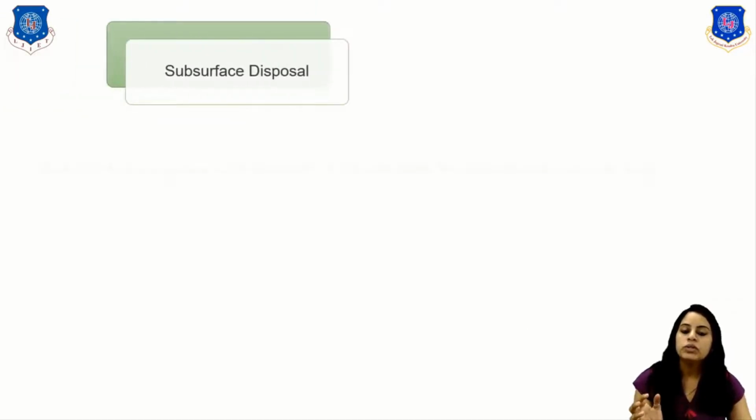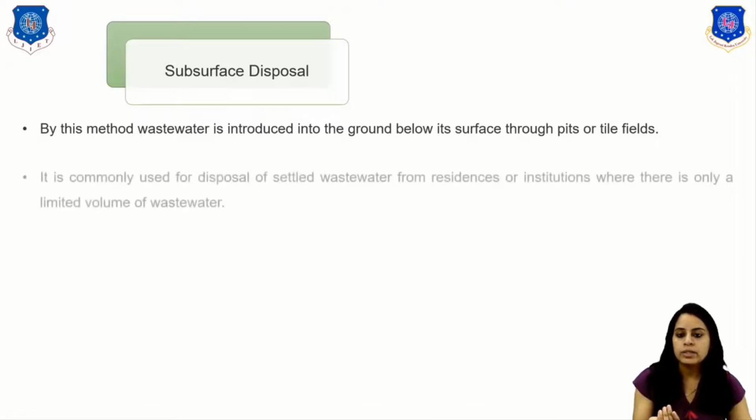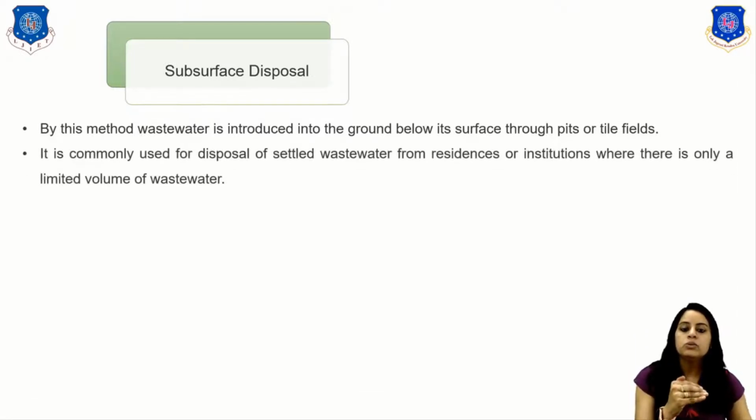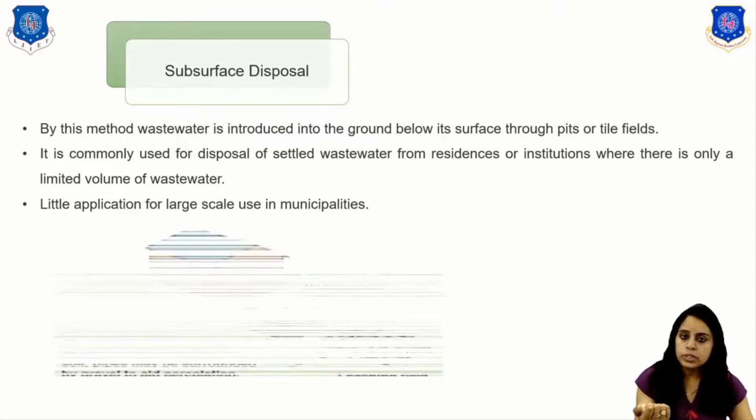Now the second one, which is subsurface disposal. Okay, so by this method, wastewater is introduced into the ground below its surface through pits or dye fields, right? It is commonly used for the disposal of settled wastewater from residences or institutions where there is only a limited volume of wastewater, right? There is little application for large-scale use in municipalities.